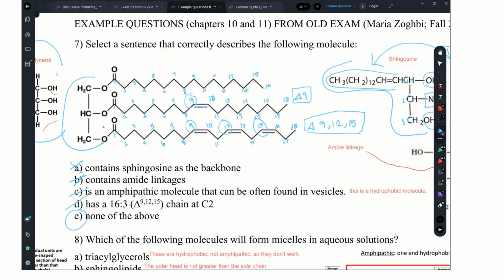B, contains an amide linkage. Nope, there's no nitrogen there, so there's no amide linkage. And then C, is an amphipathic molecule. So this is a triacyl glycerol. So glycerol is the backbone, and then it's got 3 fatty acid chains. So the appropriate name for this is a triacyl glycerol. And you can see here on the left it's just carbons, and then on the right it's just carbons and hydrogens. There's no polar groups here, so this is not an amphipathic molecule. It's actually a hydrophobic molecule.